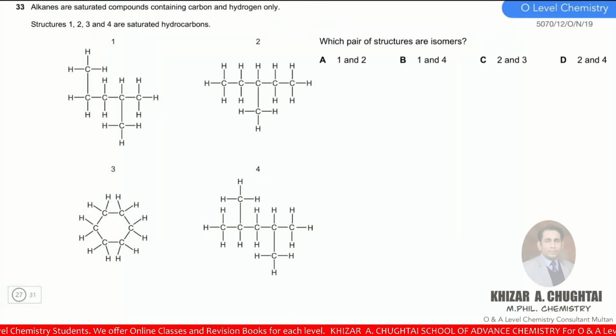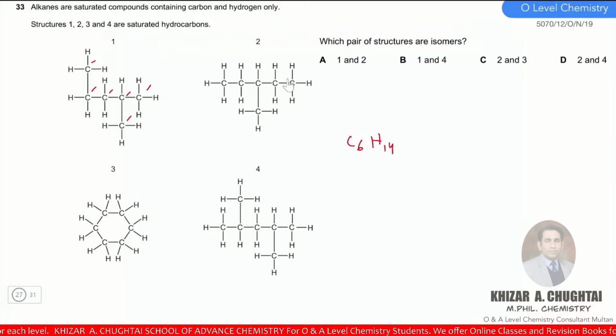33. Alkanes are saturated compounds containing carbon and hydrogen only. Structures 1, 2, 3 and 4 are saturated hydrocarbons. Which pair of the structures are isomers? Isomers have the same molecular formula. They must have the same number of carbon atoms and the same number of hydrogen atoms, but their structure, their arrangement, and their name should be different. In the first one, there are 6 carbons, and as this is an alkane, the hydrogens must be equal to 14.